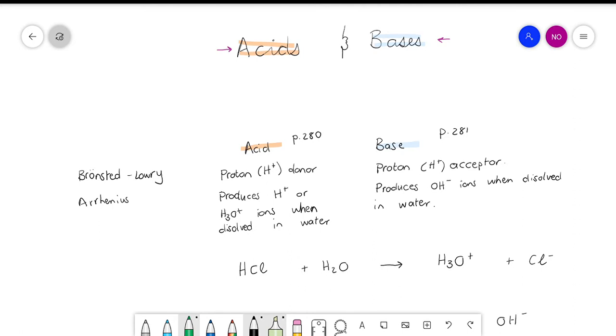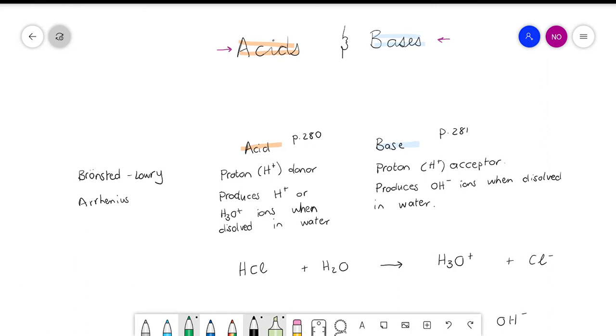So julle het in graad 9 eienskappe gedoen van sure en basisse, maar nou moet ons dit begin definieer. So elkeen van hulle het twee verskillende definisies. Die Lowry-Bronsted definisie van 'n suur is dis 'n proton donor, so it donates a proton. And later when we have acids and bases reacting with one another, we are going to use these definitions to identify which one is the acid and which one is the base.